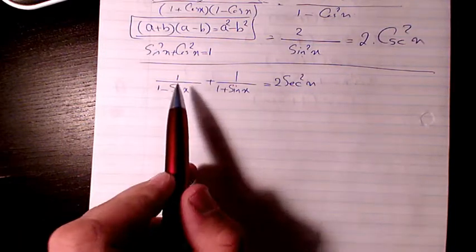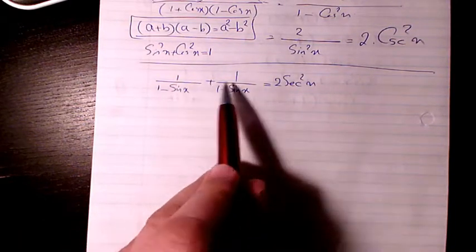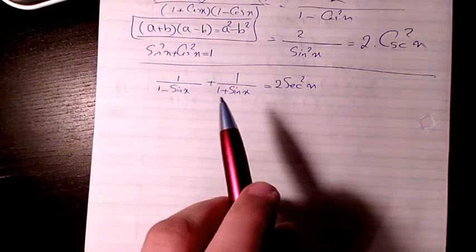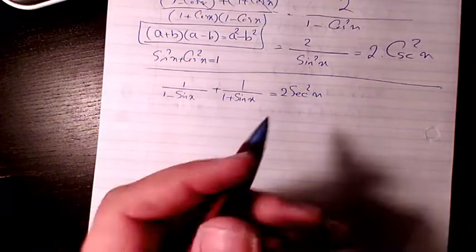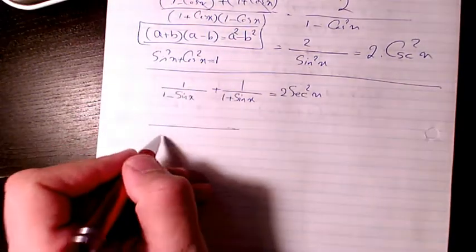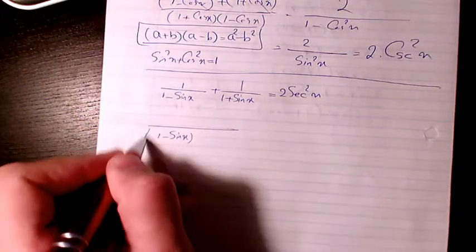In this example, I have 1 over 1 minus sine x plus 1 over 1 plus sine x equals 2 secant squared x. Let's see how to solve it. The first thing, we need to start from the left hand side, and we also need to find the common denominator.